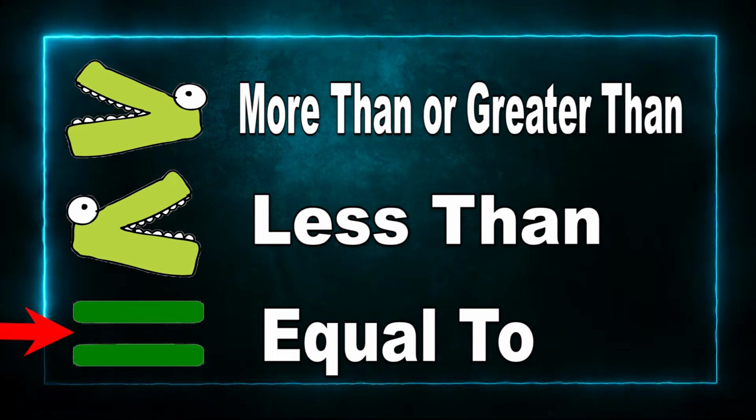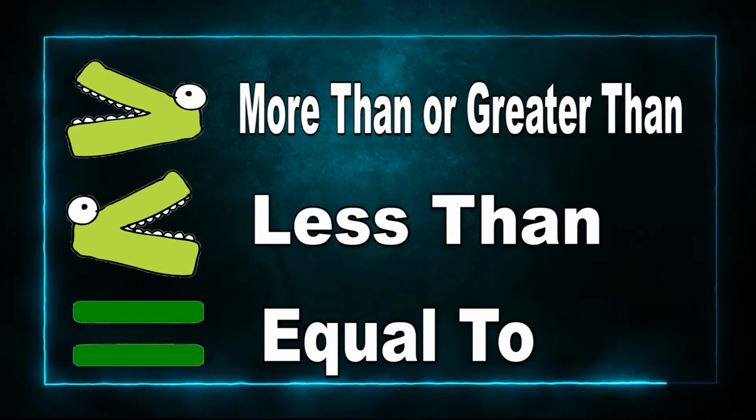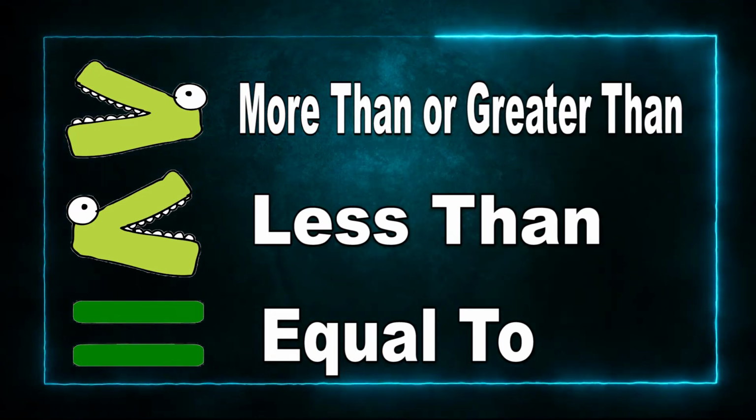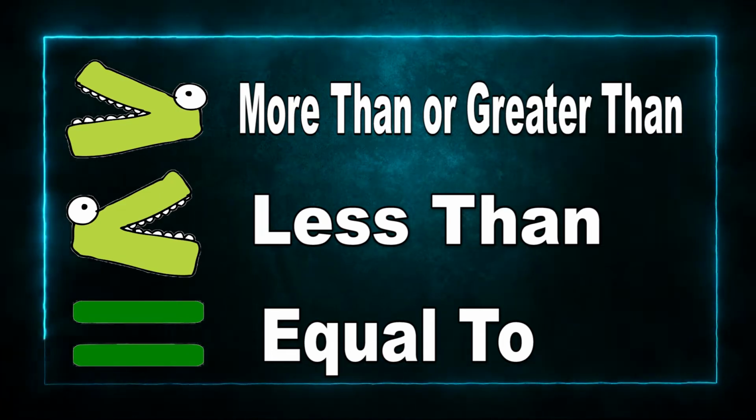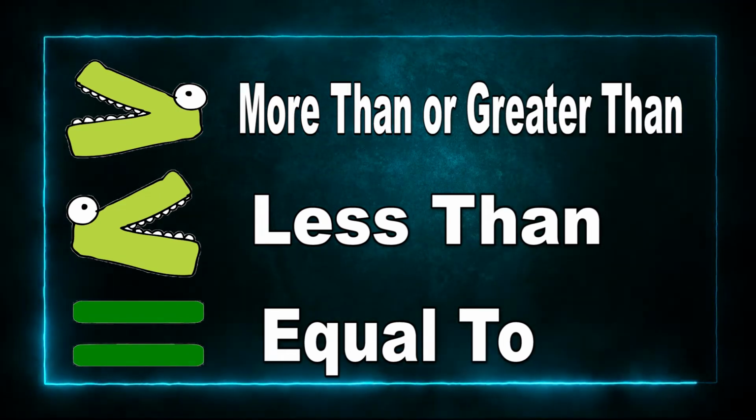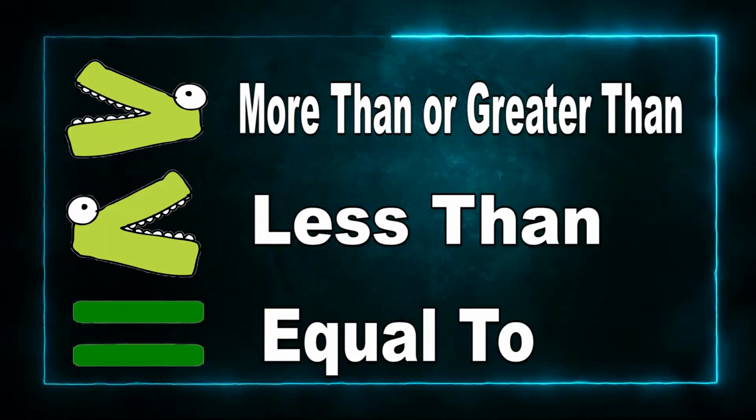Now we can make this lesson very fun. Let's call our more than sign and our less than sign an alligator's mouth. Now an alligator is always hungry. So the mouth of the alligator will always go towards the bigger number.